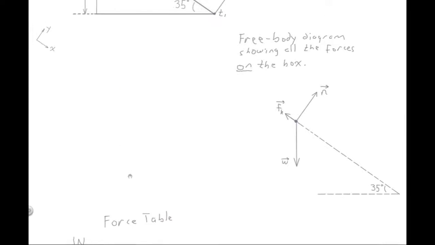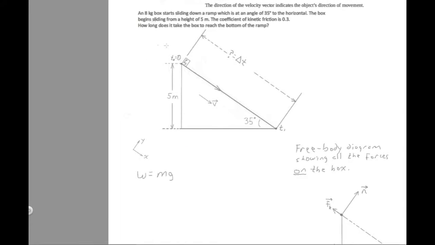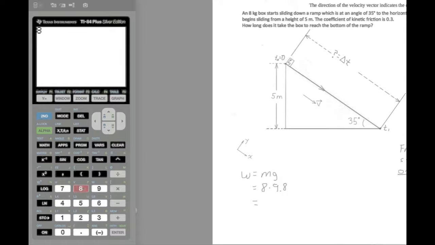And we'll start that force table by thinking about the magnitude of the object's weight. There's a special formula for the magnitude of the object's weight. So write down that special formula, W equals mg, and then we can try to plug in. The mass is 8 kilograms. Little g is 9.8 meters per second squared. 8 times 9.8. So we'll get 78.4 for the magnitude of the weight.